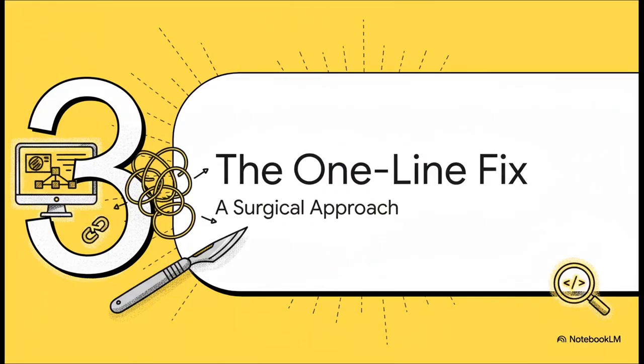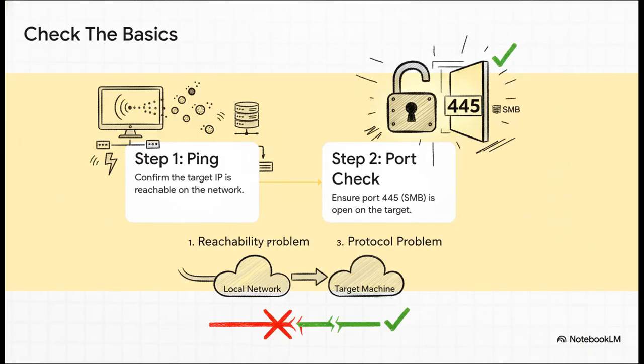Okay, so we get the problem. Now for the good part, the solution. And listen, we are not going to use a wrecking ball here. We're going to use a scalpel. This is all about making the absolute smallest change possible to get the job done right. But wait, before we even touch the protocol, let's do our basic due diligence. Step 0. Can you actually reach the machine? A quick ping to the IP address and a quick check to see if port 445 is open. This confirms that the lights are on and someone's home. If these fail, you've got a networking problem, not a protocol problem.